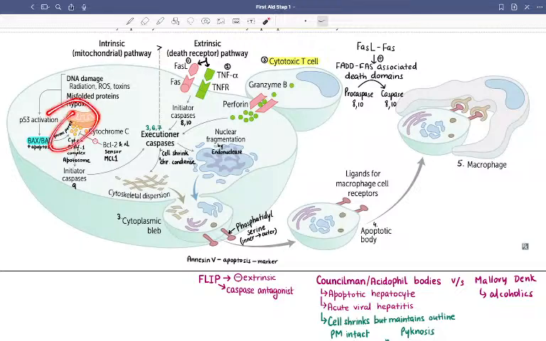The negative regulators prevent mitochondrial permeability from going too far. This is prevented by BCL2, BCLXL, MCL1. Those are the sensors. Cytochrome C, that will come out.